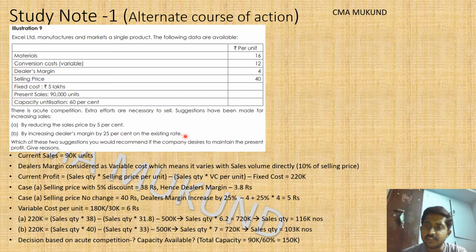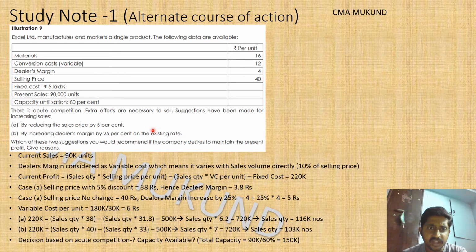Okay, so if the dealer's margin is increased, dealers will be much more motivated and they will end up doing a little more extra effort for doing the sales. So that is the point of motivation for them. So that is the proposal. So these two proposals have come from the marketing department to the finance department.